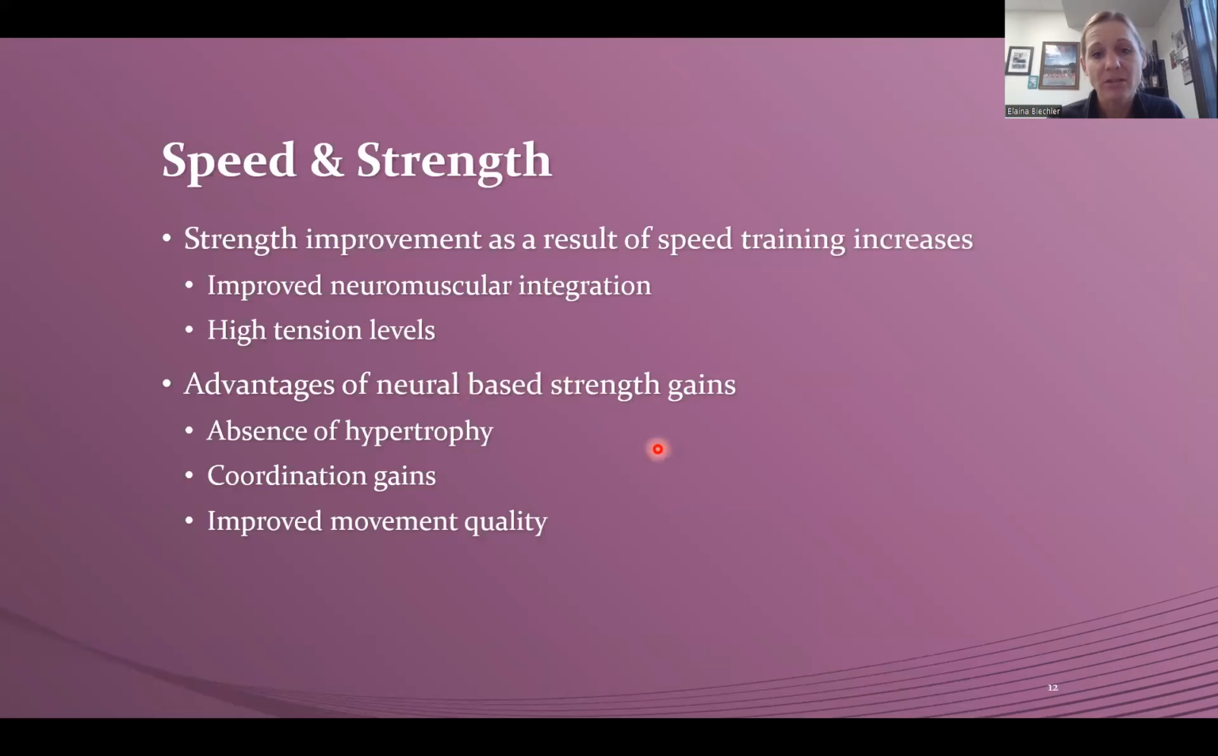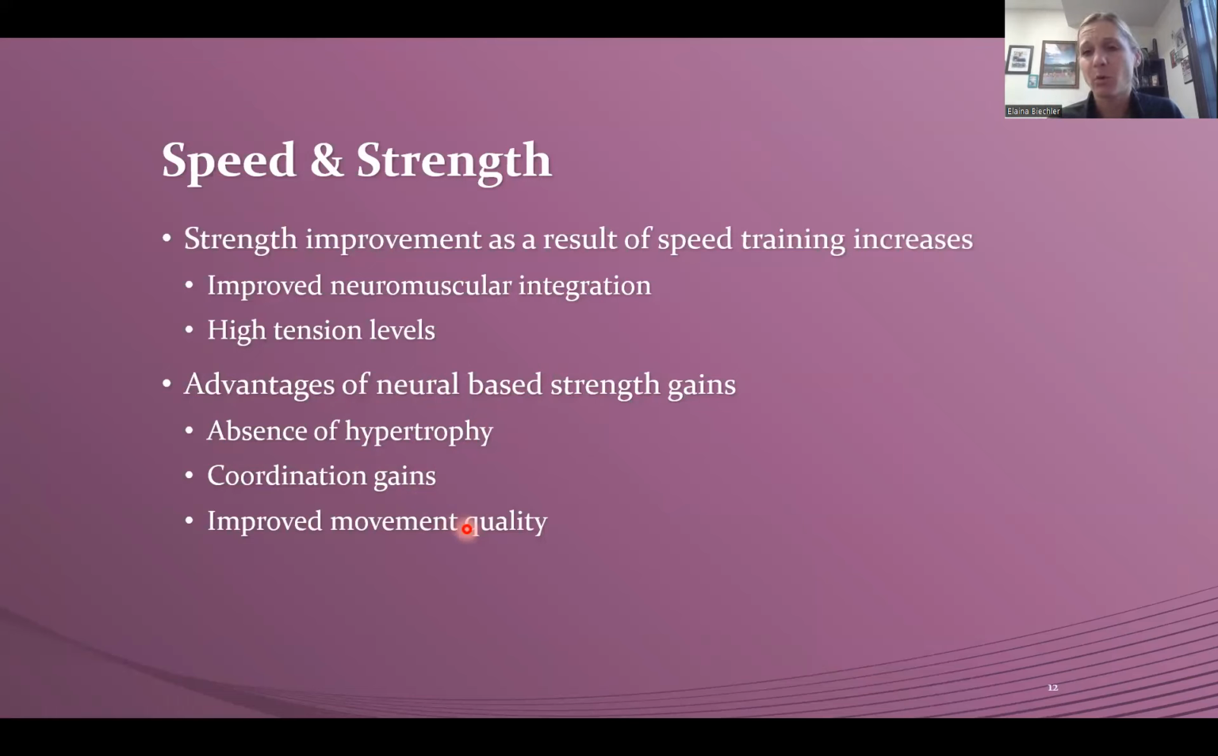Advantage of neural-based strength gains: we can experience the absence of hypertrophy. And for a lot of people, that's a good thing. Think wrestler, for example: I want to be fast, I want to be strong, but I can't afford to get bigger at this point because it's a weight-determined sport.